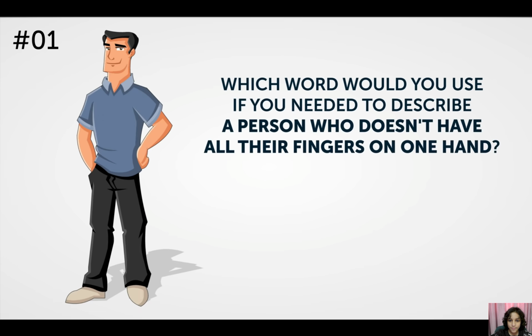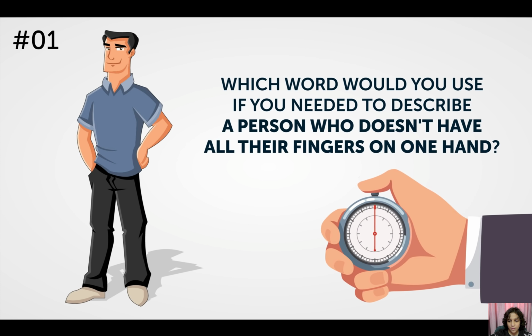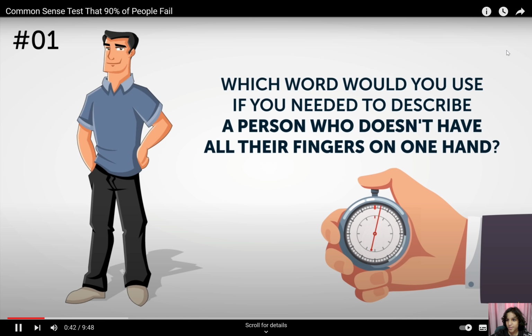1. Which word would you use if you needed to describe a person who doesn't have all their fingers on one hand? You have 10 seconds to come up with the correct adjective. I'm gonna pause because the sound of the clock just triggers me so much. So I think the answer would be not all our fingers.